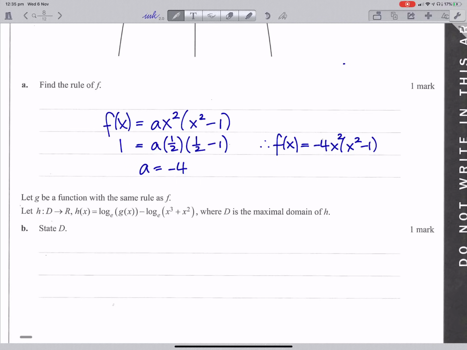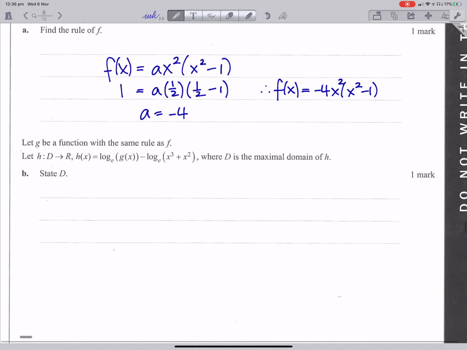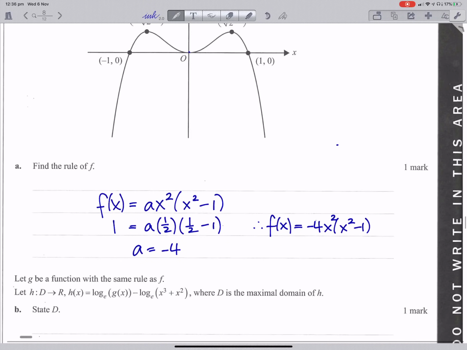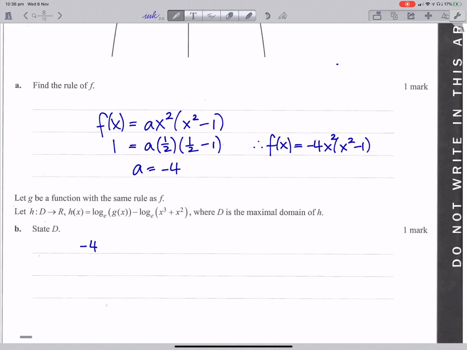Let g be the function with the same rule as f. Let h equal log e of g of x. State the maximal domain. Okay, so we know that that function has to be greater than 0. And we also know that this function has to be greater than 0.